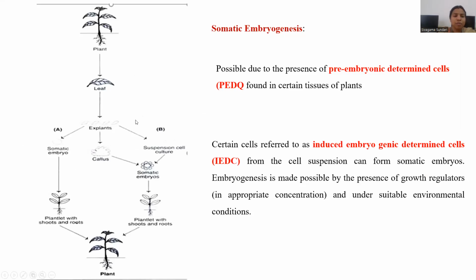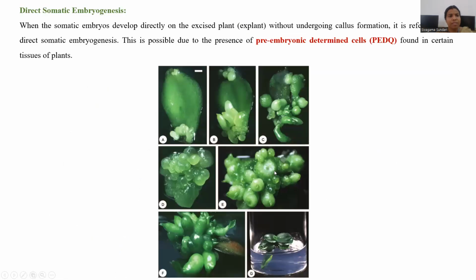As usual, from your explant, a somatic embryo directly arises to give you the plant, that is direct somatic embryogenesis, or else from the clump of callus, the somatic embryos arise. We call it indirect somatic embryogenesis. Both techniques are possible depending on the kind of cell, pre-embryonic determined cell and induced embryonic determined cell. That will play a very important role in whether it goes for direct or indirect embryogenesis.